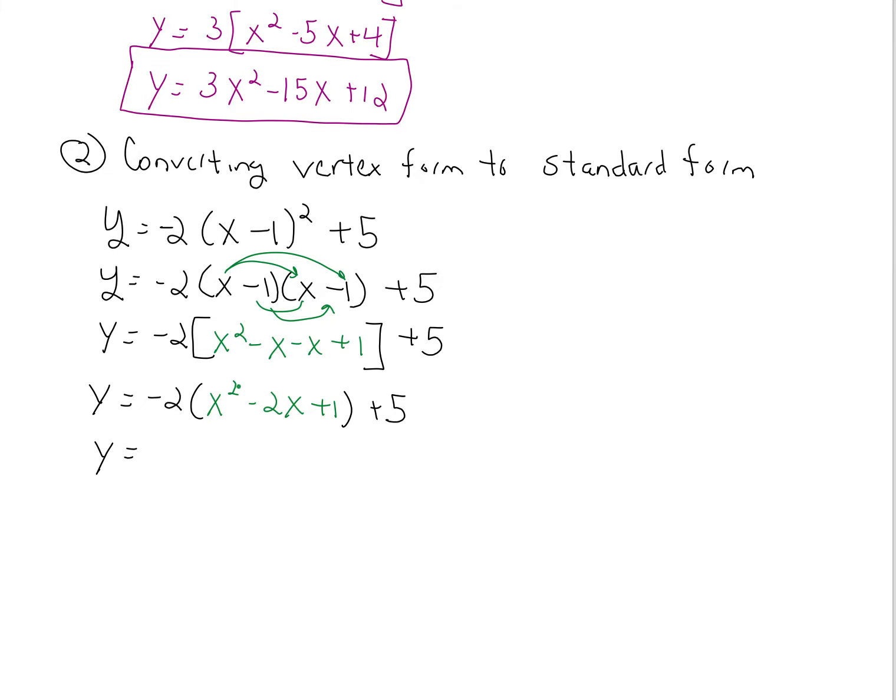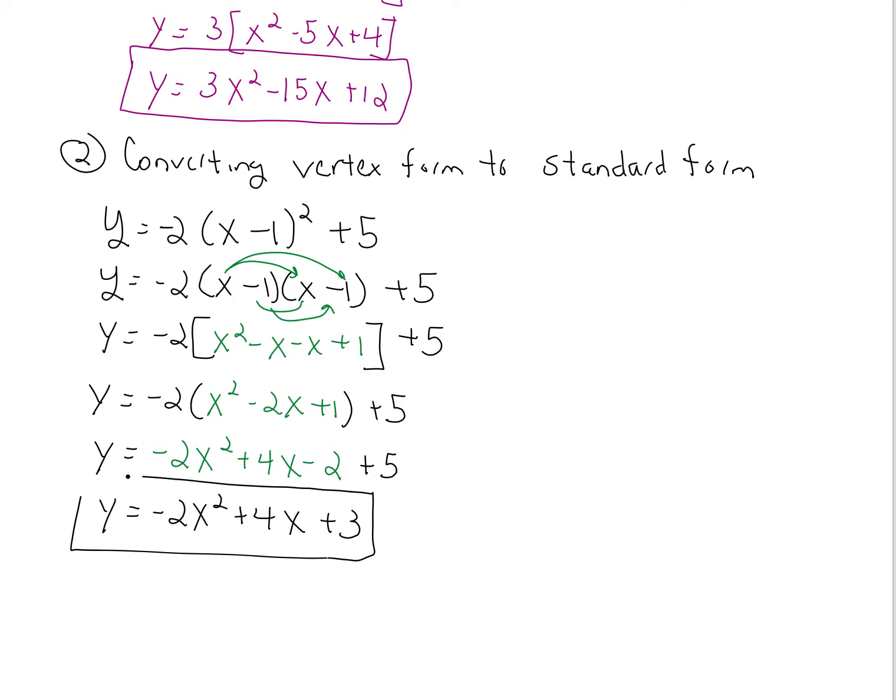Our next step is to do the distributive property and distribute this negative 2 to every term in the parentheses. So that's a negative 2x squared plus a 4x minus 2. Keep that plus 5. And my last step is I'm going to combine like terms. So I got negative 2x squared plus 4x plus 3. And I now have written this vertex form equation into standard form.